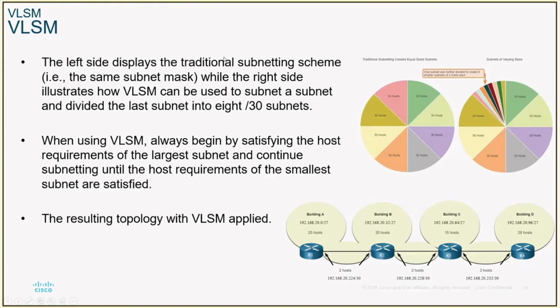So the left side displays the traditional subnetting scheme, while the right side illustrates how VLSM can be used to subnet a subnet and divide the last subnet into 8 /30 sub-subnets, I suppose. When using VLSM, always begin by satisfying the host requirements of the largest subnet and then continue subnetting until the host requirements of the smallest subnet are satisfied. That's the easiest way of avoiding screwing up the calculations, basically, starting from biggest and going to smallest. And so here, as we said, they're stuck with a /27, that's fine. But as I said, I'd be tempted with a /26 in this subnet. And these have all got those /30s that I was talking about, so much more efficient.